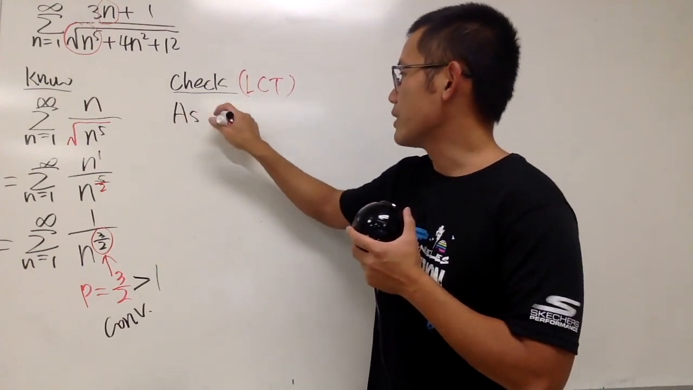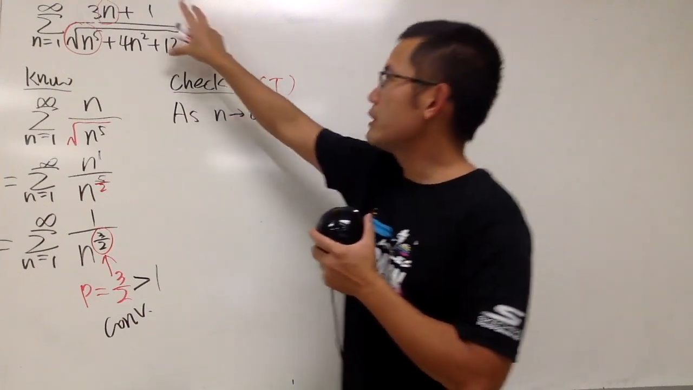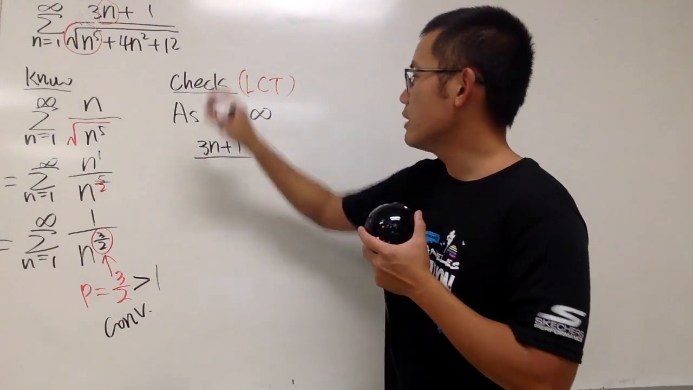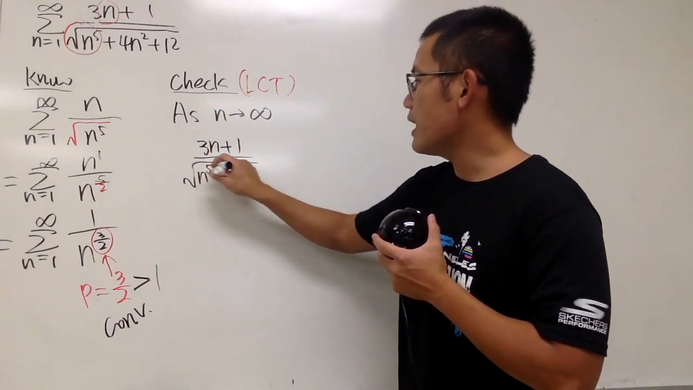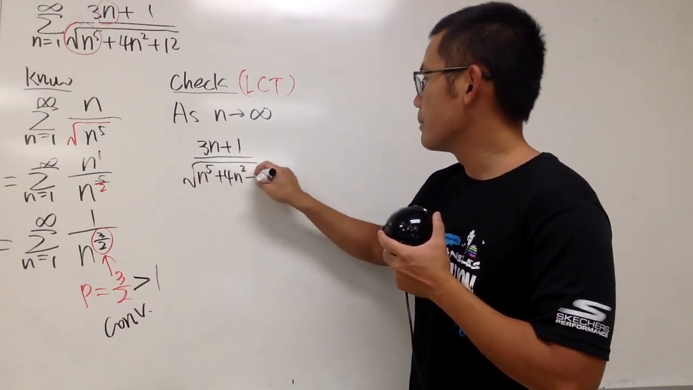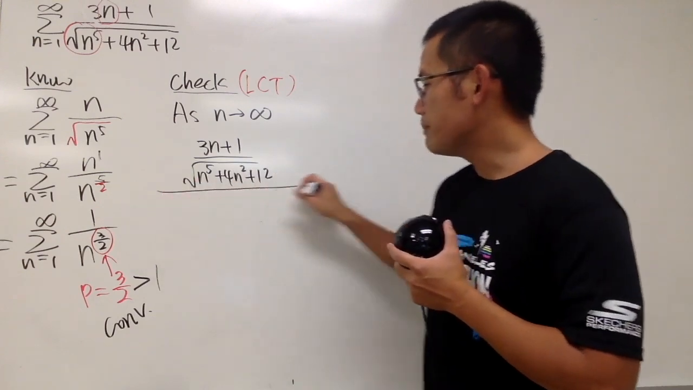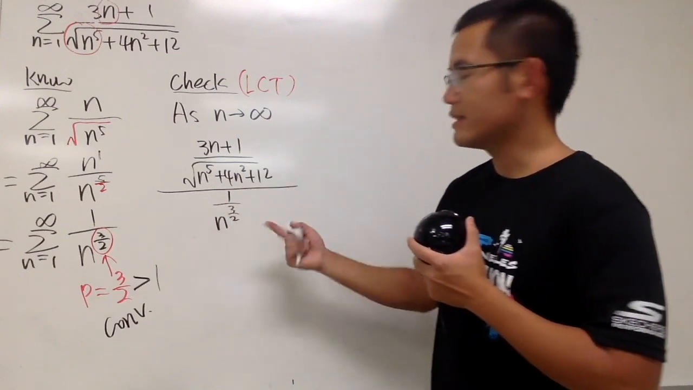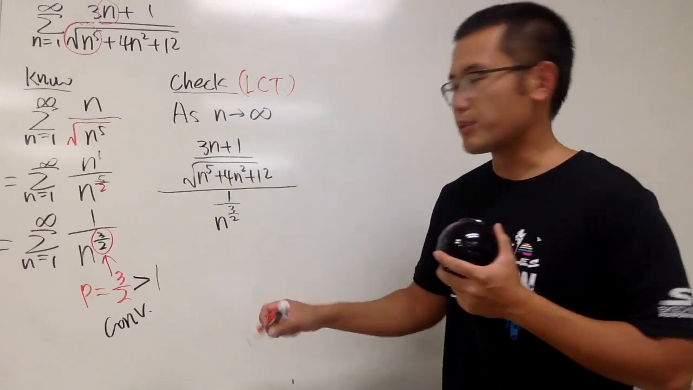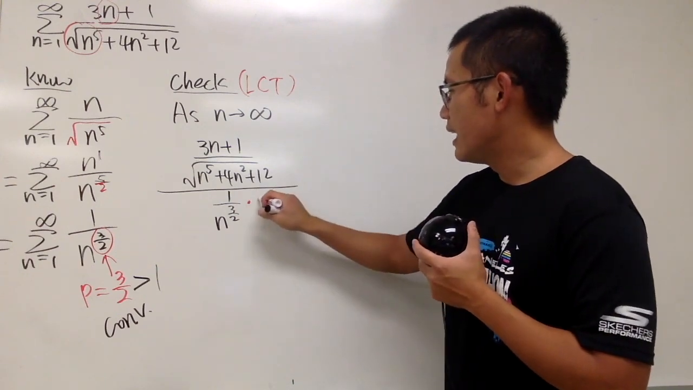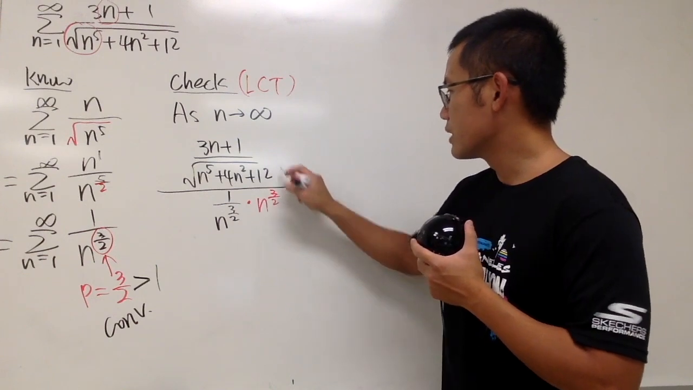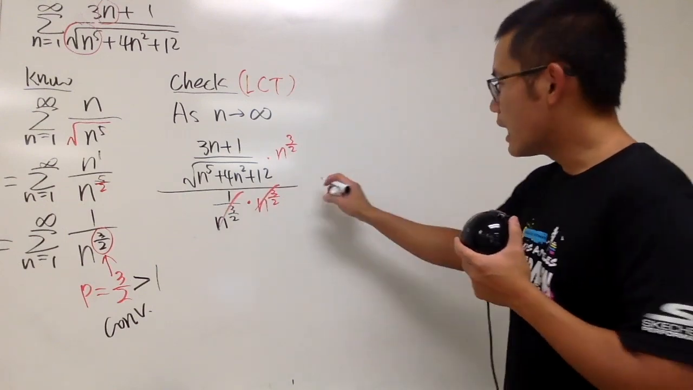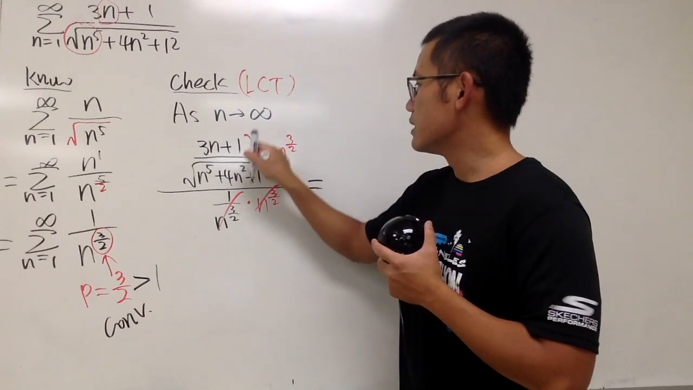I'm just going to say we'll take the limit as n goes to infinity. Put down this expression on the top, which is 3n plus 1 over the square root of n to the 5 plus 4n squared plus 12, and then divided by what we put on that, which is 1 over n to the 3 over 2 power. Then let's do some algebra, which is just to multiply this guy on the top and also on the bottom. So this is n to the 3 over 2 power. They cancel nicely.